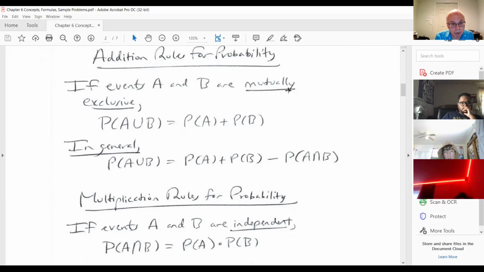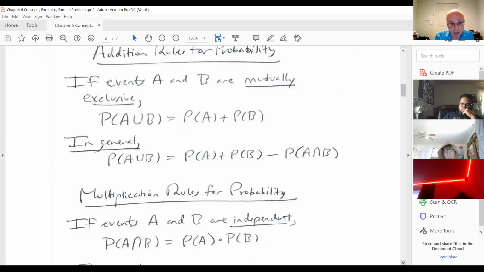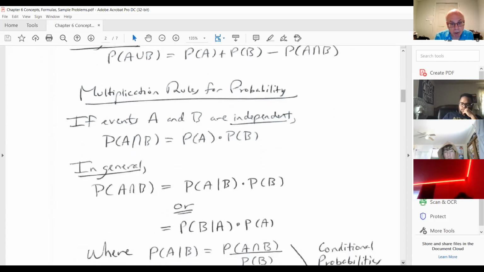If they are mutually exclusive, however, there's no such thing as A and B, because that's what mutually exclusive means, that it's impossible to have A and B occurring at the same time. So the probability of A intersect B is 0, and we end up with this special case here when we simply add up the probabilities. So the probability of A or B when A and B are mutually exclusive is simply the sum of their probabilities. In addition, we have what's called the multiplication rule, which we went over last time.